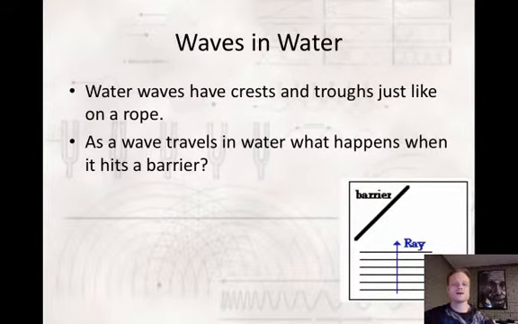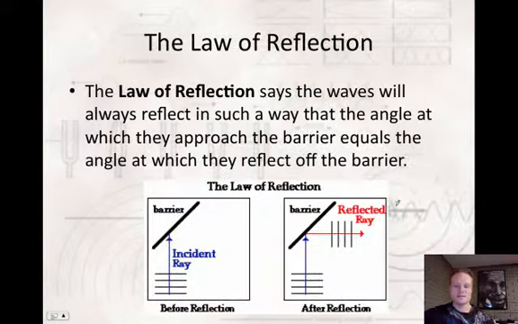Okay? So I know you guys have probably thrown a rock in a pool or a pond before, and if the water is real still, you throw the rock in and you create waves. And water waves, just like waves in a rope, have crests and troughs. As the waves travel outward from the point where you threw the rock in, what happens to those waves when they hit, say, a barrier, whether it be the side of a boat, the shoreline, whatever the case may be? Here you can see a picture of some water waves traveling in this direction, headed towards this barrier. What's going to happen?